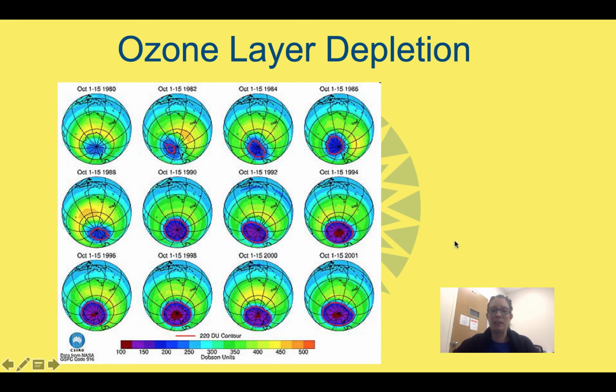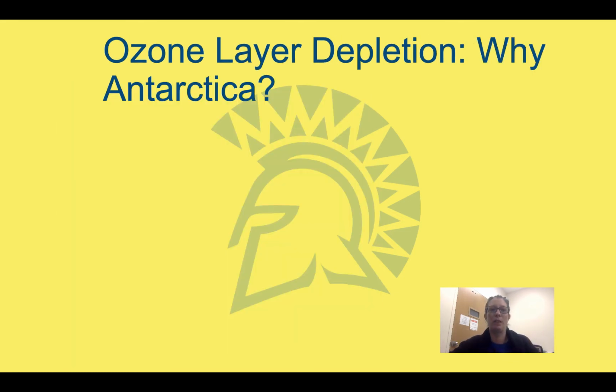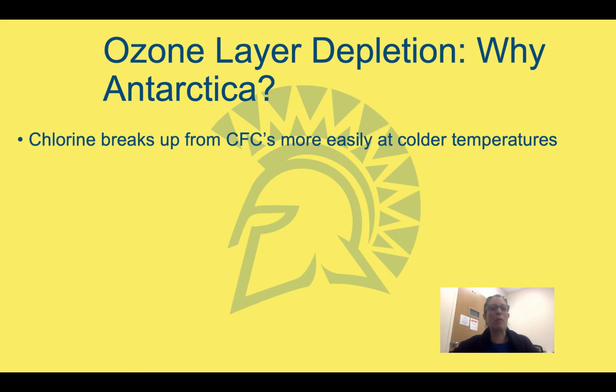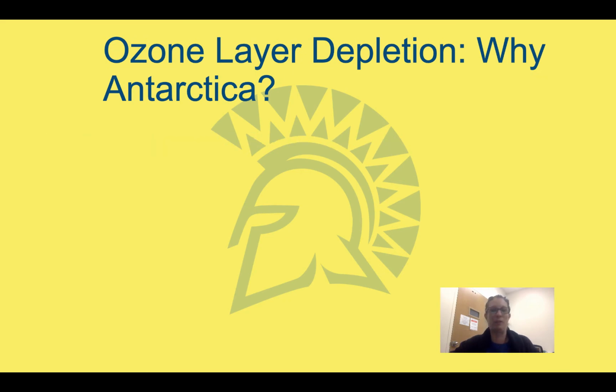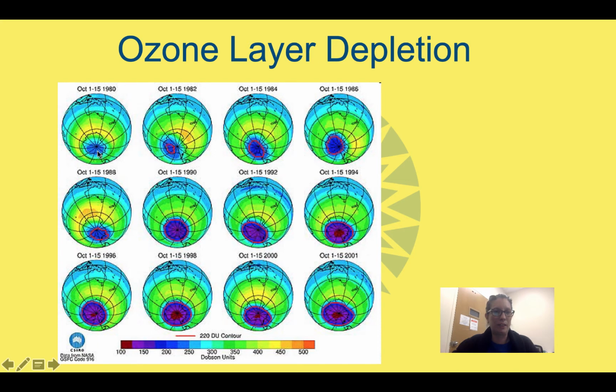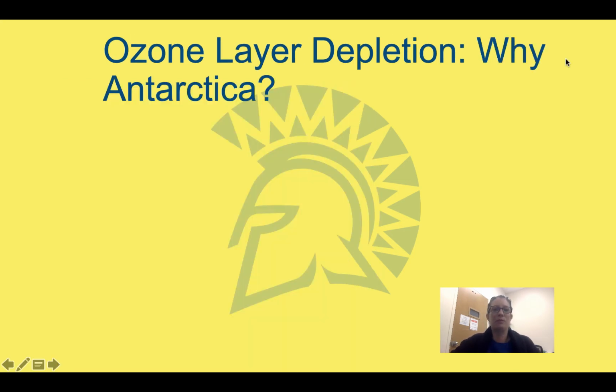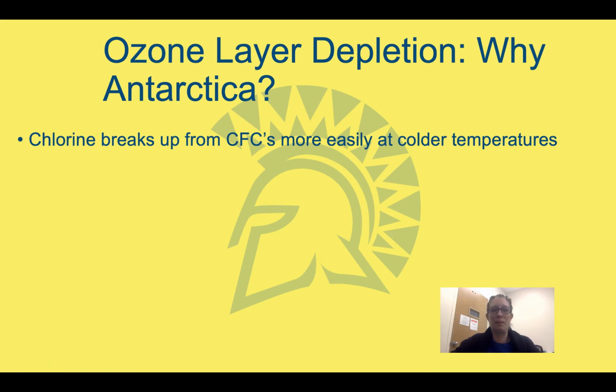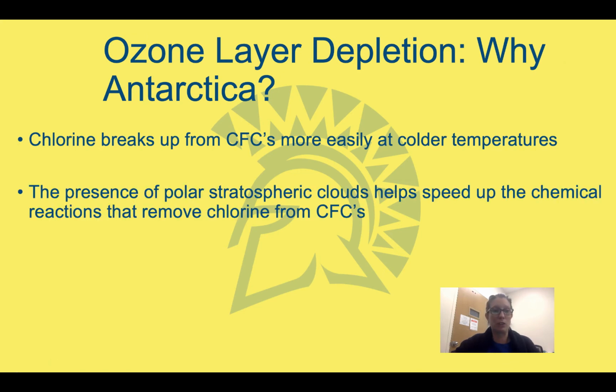But this hole is not going to absorb that UV radiation, and because it's not absorbing that UV radiation, we're going to experience cooling in the stratosphere. And why is it over Antarctica? If you notice, here at the pole is where this hole is. It's because chlorine breaks up CFCs more easily at colder temperatures. The presence of polar stratospheric clouds helps speed up the chemical reactions that remove chlorine from the CFCs.